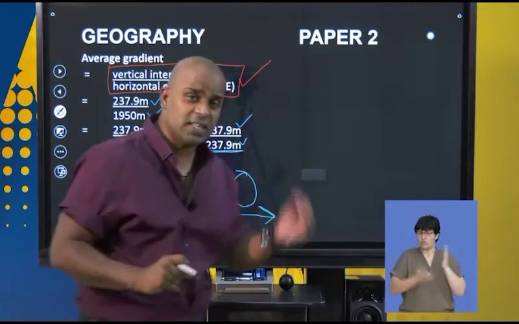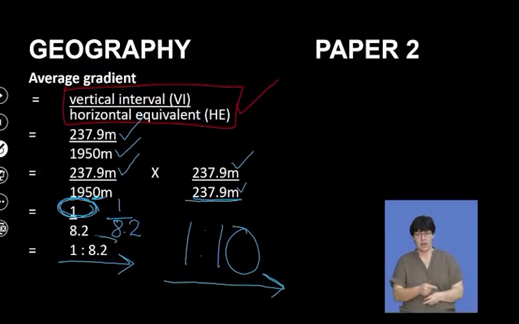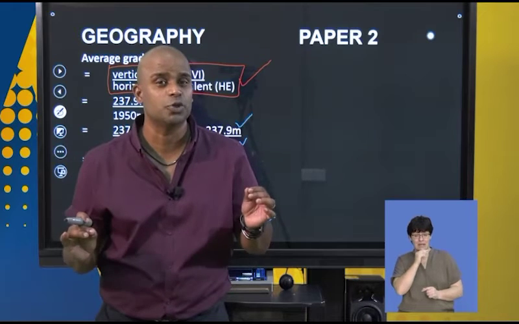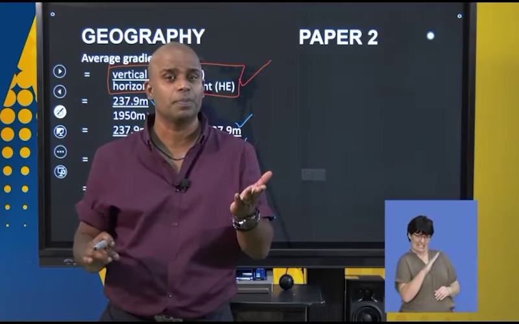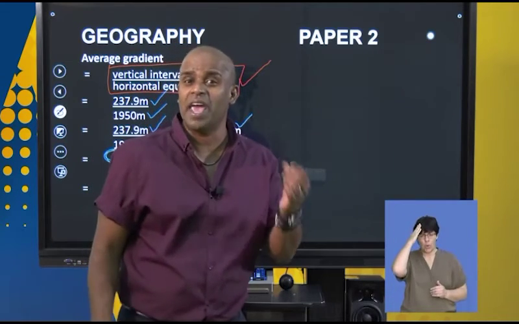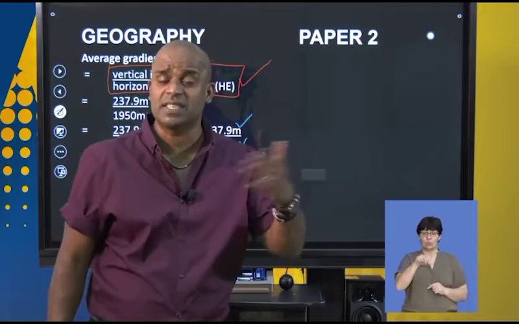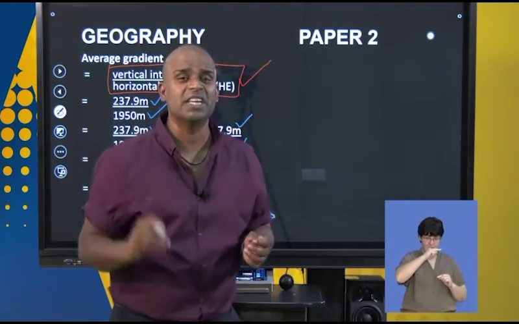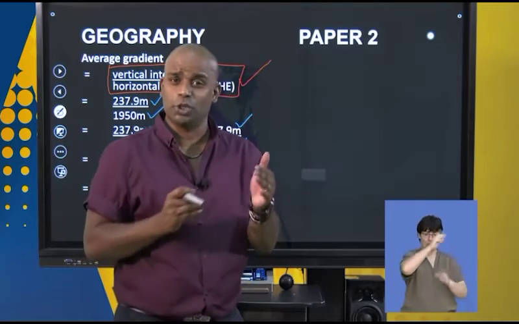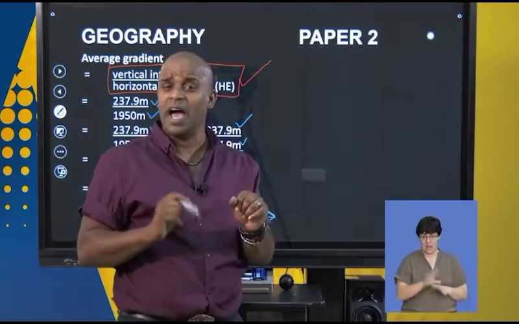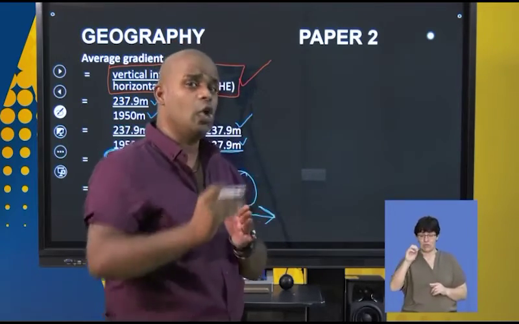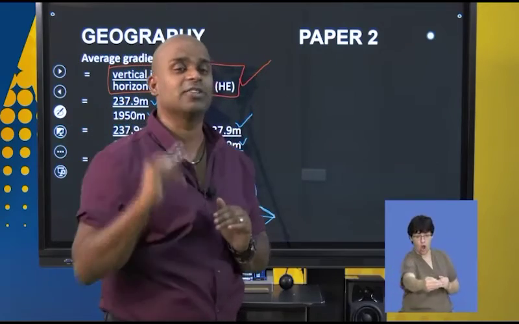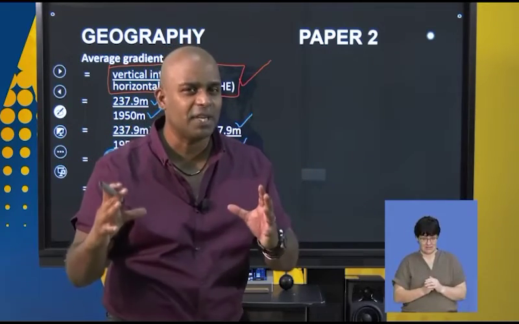So in my answer for this question, I've got 1:8.2. Hence, the gradient between these 2 points is a steep slope. How do I know that? For every 8.2 meters in horizontal elevation, the vertical interval will increase by 1 meter. That means a shorter distance. Imagine if I had to walk 100 meters. That's a longer distance to cover the height of 1 meter. Are we getting the picture of gradient?